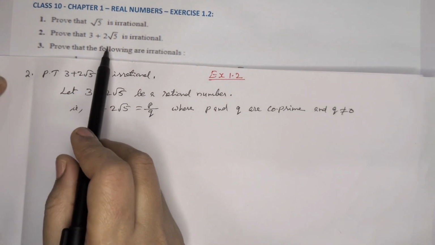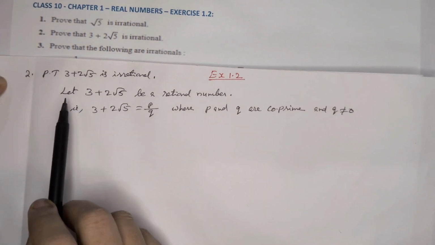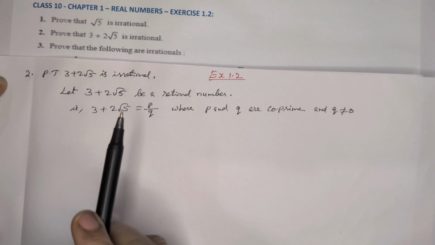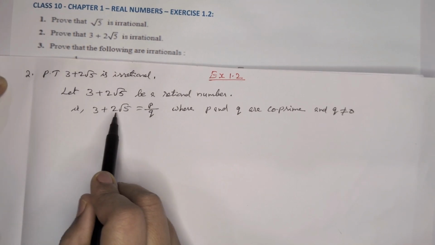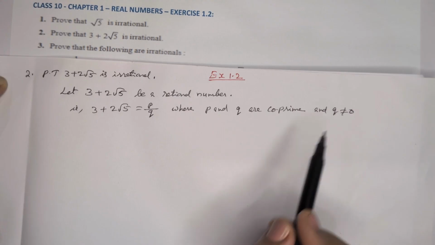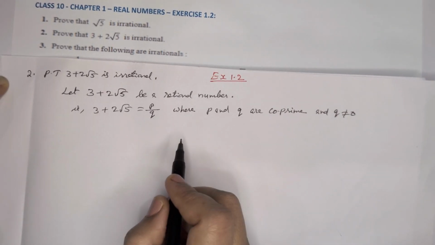Second question, prove that 3 plus 2 root 5 is irrational. First we will assume that 3 plus 2 root 5 is a rational number. That means we can write 3 plus 2 root 5 in p by q form, where p and q are co-prime numbers and q is not equal to 0.